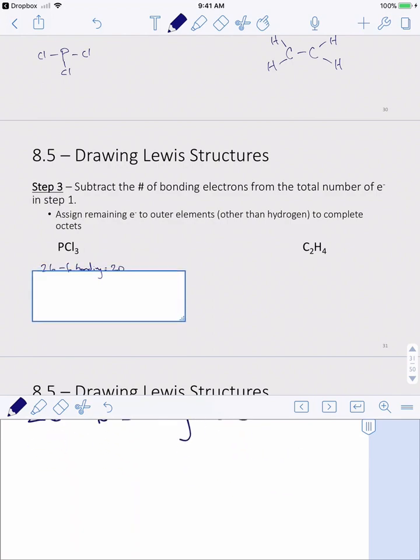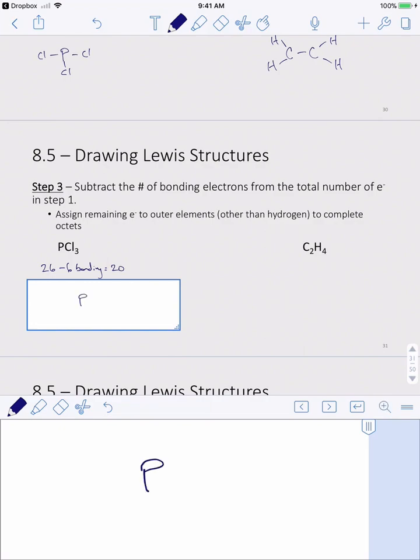So if we again go to our structure here, we have P in the center, Cl, Cl, and Cl. Now we're going to add electrons in pairs: 2, 4, 6, 8, 10, 12, 14, 16, 18. So we add 18 electrons to the structure by adding them to the valence shells of the chlorines.